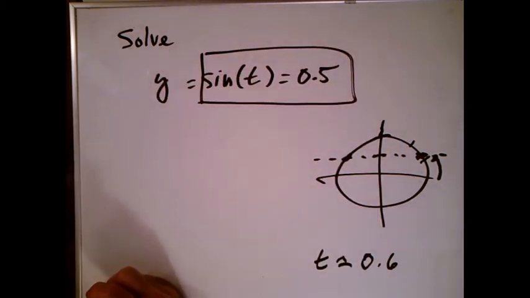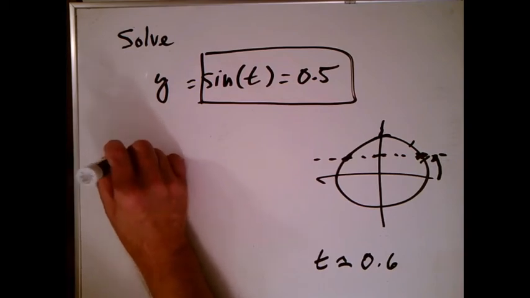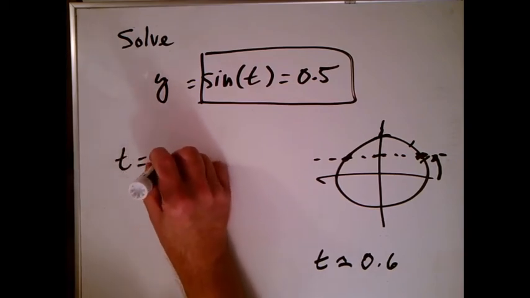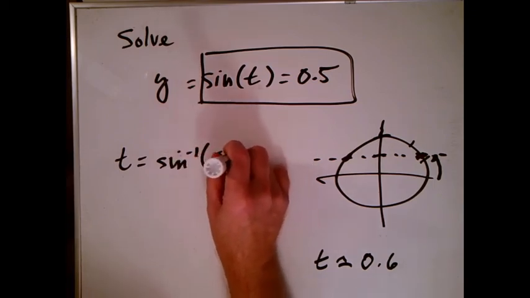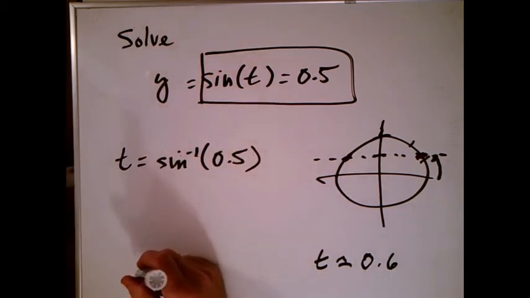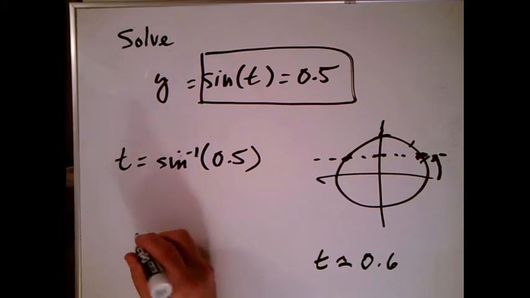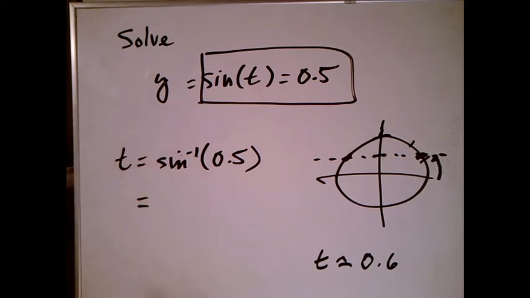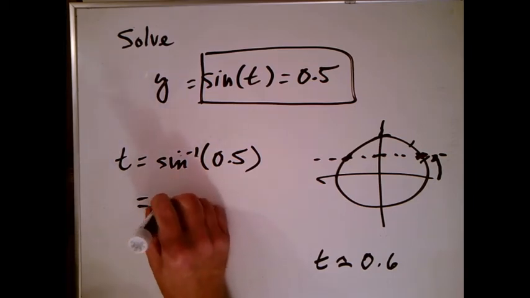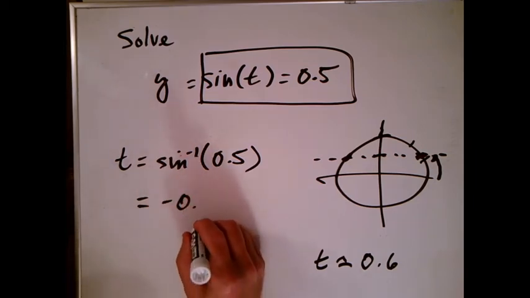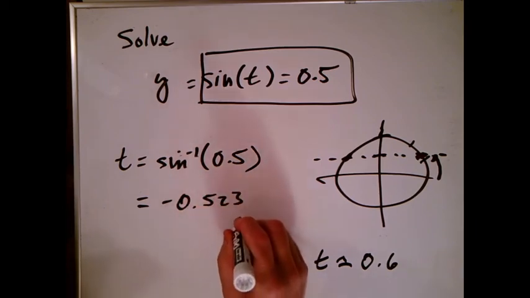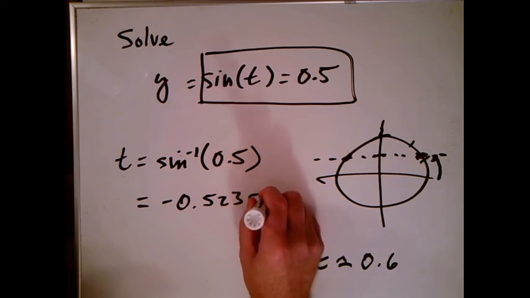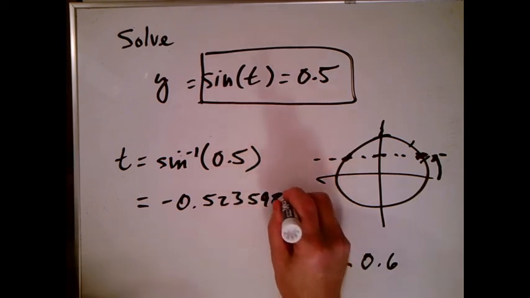I take the inverse sine of both sides. So I'm going to get t equals the inverse sine of 0.5. Remember, inverse sine of 0.5 is the exact distance. When I go to my calculator, it's going to give me an estimate that's pretty good. Calculator says 0.523 598 7756.